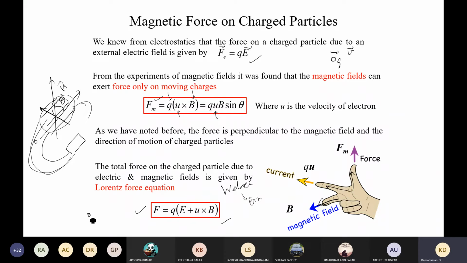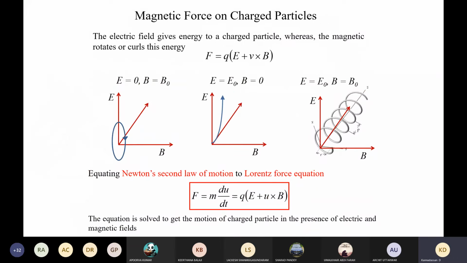So if there is a point charge and both electric and magnetic fields are available, then due to the electric field, this point charge slightly starts to move. Immediately after this movement, there will be an increase in u. Because of u, there will be a force acting on the point charge due to this magnetic field. And again, this will start to change the velocity. So because of that, some interesting phenomena are going to happen. That is summarized here.